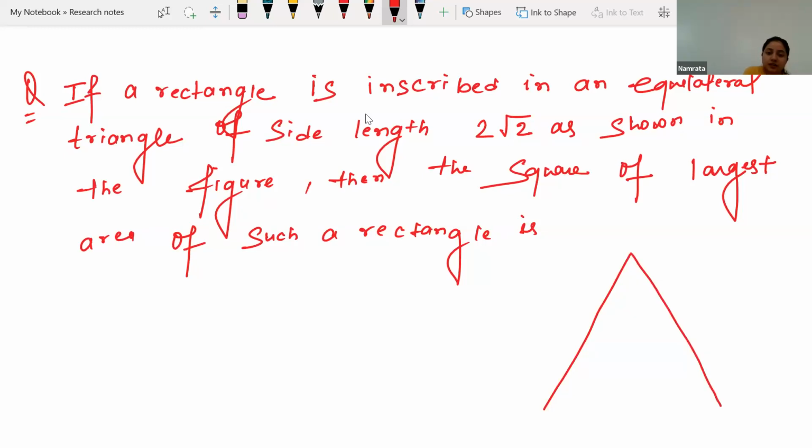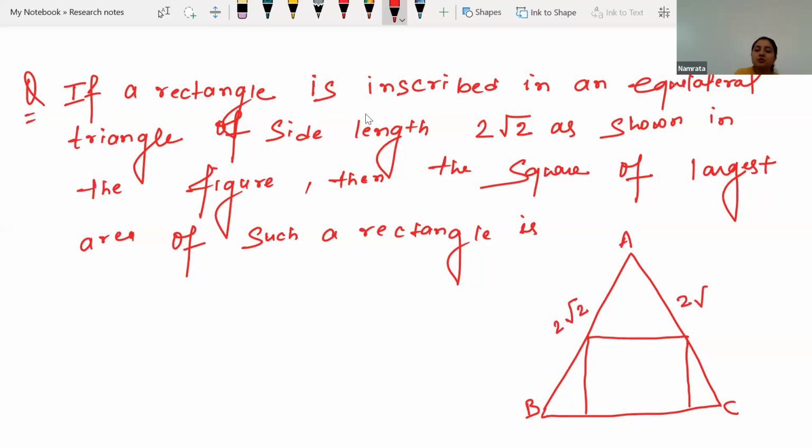An equilateral triangle we are having, ABC. Okay, a rectangle is inscribed over here, like this. All right, here we are having, if a rectangle is inscribed in an equilateral triangle, the side of the equilateral triangle is given. So we know this is 2√2. We know this is 2√2. We know this side is also 2√2. Okay, this much information we are having in hand.